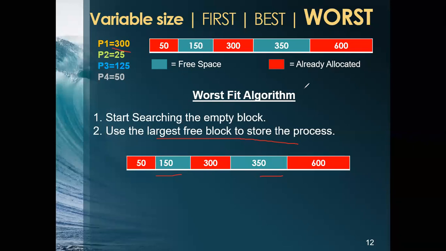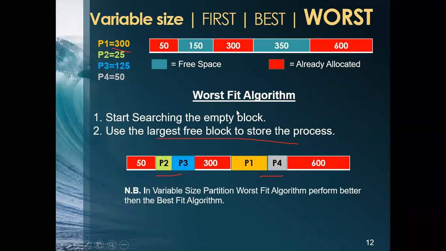Let me just take one second. Here, we'll store P1 here. But you will understand the second condition now. Look at P2. To store P2, we have two options. We can store P2 in 150 or 50. Out of these two, which one is the largest? Obviously, this 150 is largest, so we will store P2 here. Then for P3, we have only one option, and then P4.